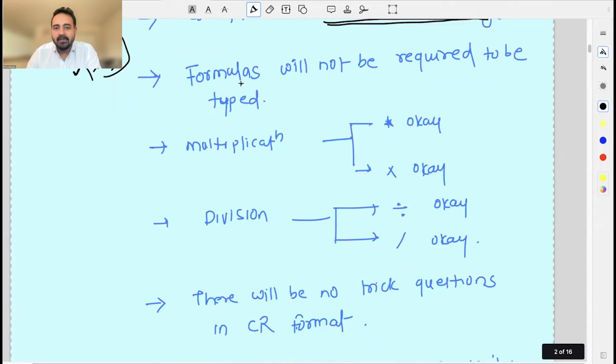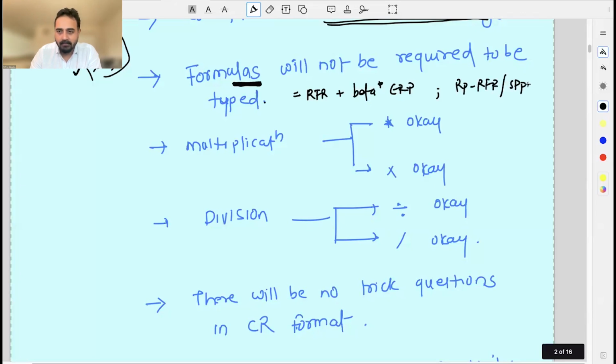Second, CFA Institute officially said that they will not put in any constructed response questions where you have to put in formulas, because they understand that typing a formula is very difficult. If you come across a situation where you have to type a formula, it's okay to just write it in simple English. For example, you can use RFR plus beta into equity risk premium. Or you can write return on portfolio minus RFR divided by standard deviation of the portfolio. That will also work.